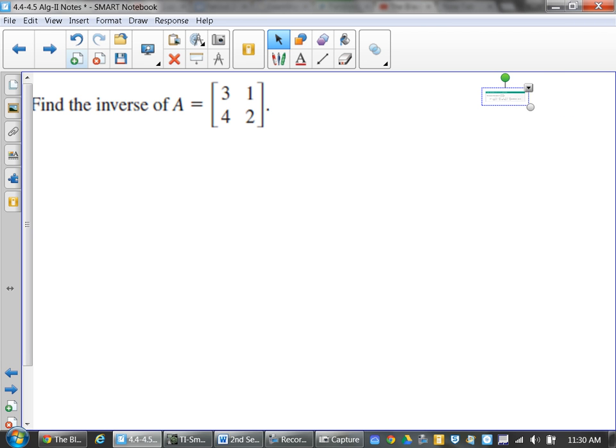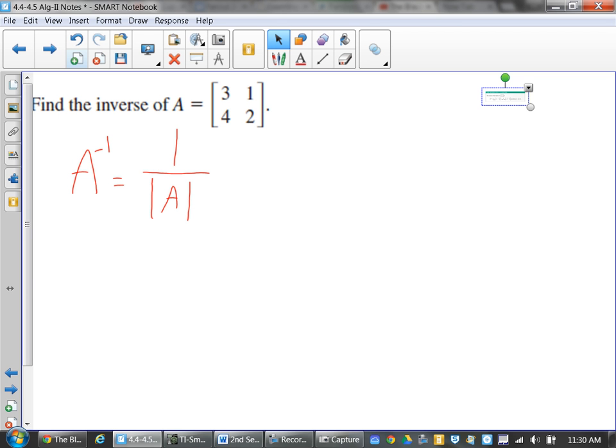I want to find the inverse of this matrix. 3, 1, 4, 2 going across. 3, 1 is the top row, 4, 2 is the bottom row. The inverse of A is written like this: A to the -1. Pretty easy. Here's what we do. We take 1 over the determinant of A. It's a 2 by 2. 2 by 2s are very easy to find.